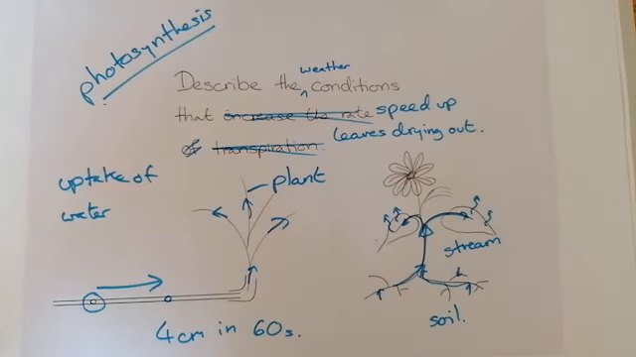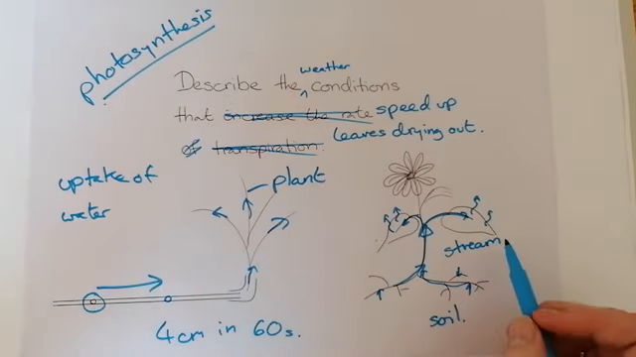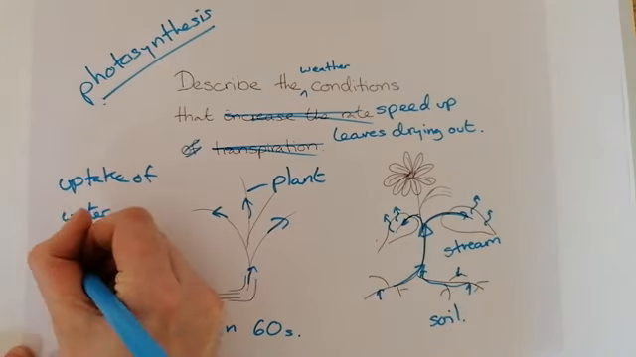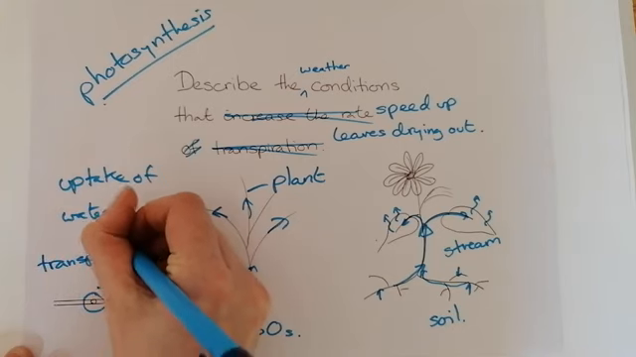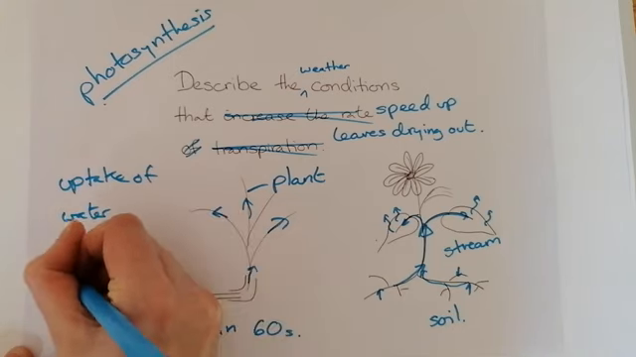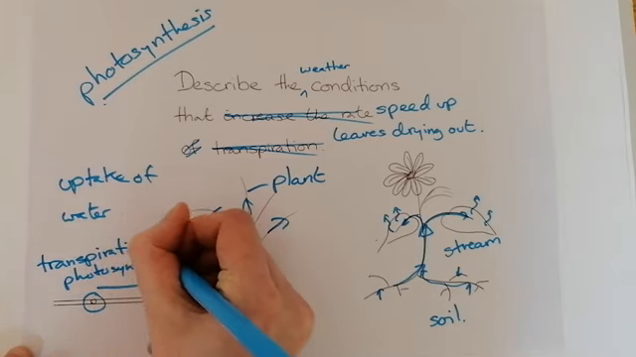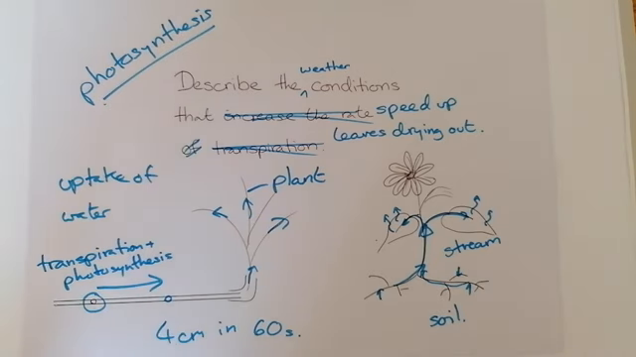And conversely, you sometimes get experiments where they use this piece of equipment, this potometer, to measure the rate of photosynthesis. Because if it's using water for photosynthesis, this bubble will move. But don't forget, it also measures the amount of transpiration. So this movement of this bubble shows you 2 things: transpiration plus photosynthesis. And as long as you remember that it's both processes, it's absolutely fine.